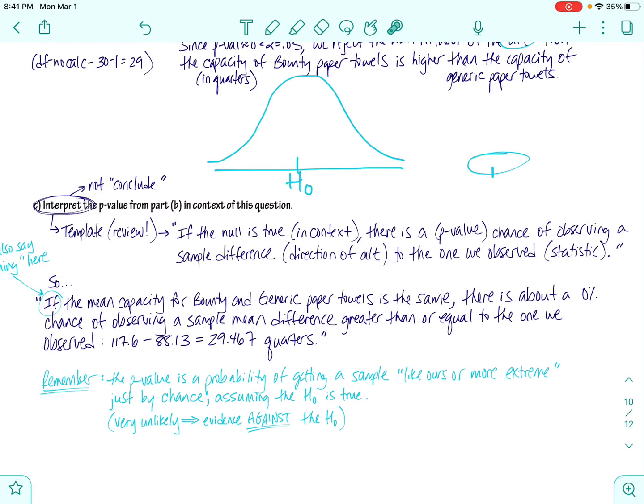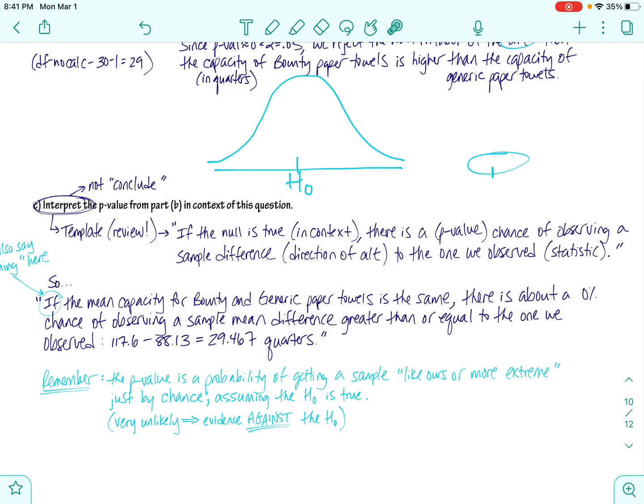So just remember, I have a note for you here. The p-value is the probability of getting a sample like ours or more extreme just by chance if we are assuming that the H0 is true. So if we have a really, really small p-value, that is very unlikely. Therefore, we have evidence against the H0. We actually think that our bell curve is probably centered at the wrong place.